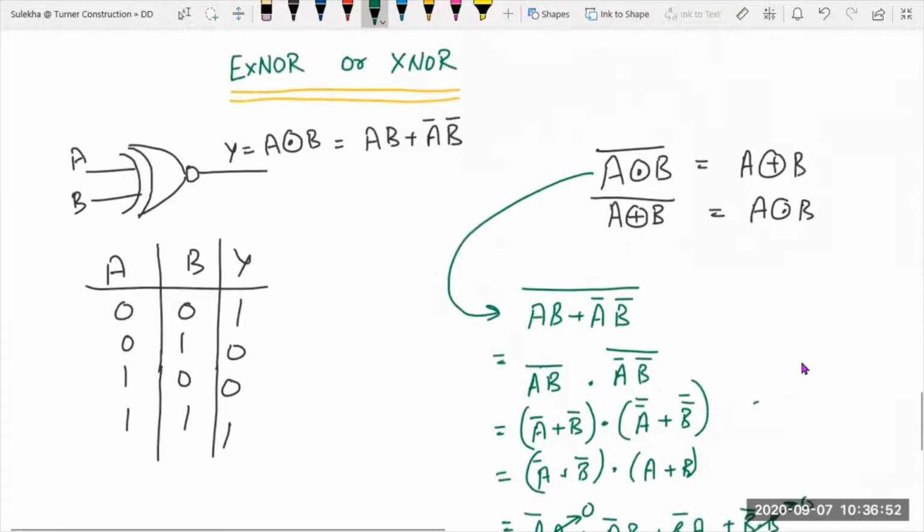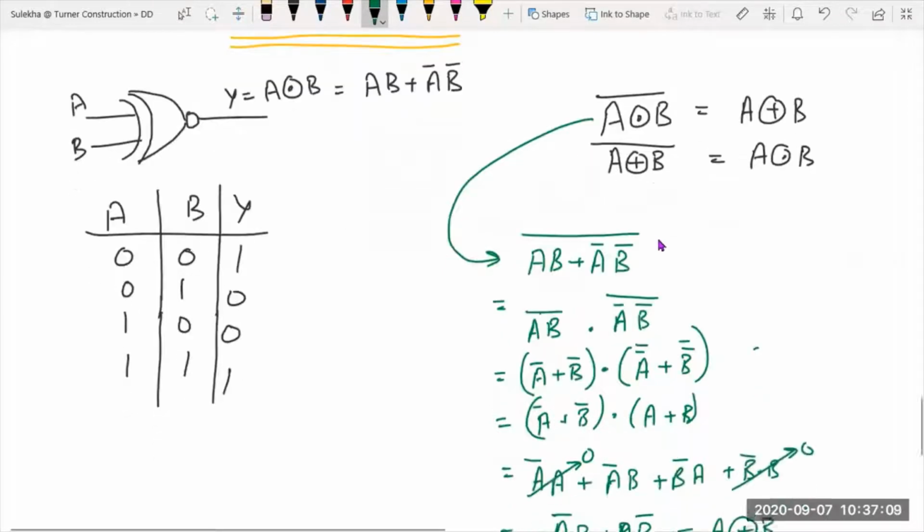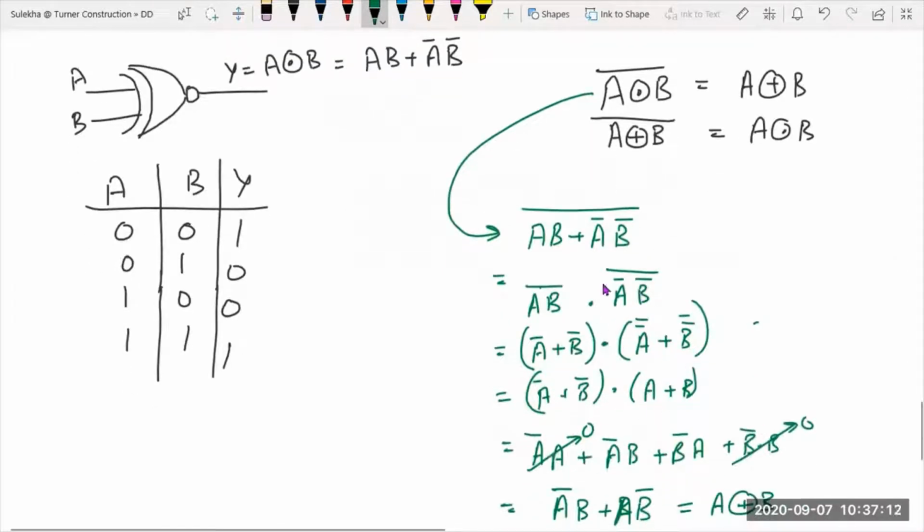You can prove it this way: whenever you take the complement of a two input XNOR, you get a two input XOR, and whenever you take the complement of a two input XOR, you get a two input XNOR. So this is a proof from Boolean algebra, and the other one is the proof from your truth table. This XNOR gate, which is the exclusive NOR gate, you can represent in SOP and POS form.